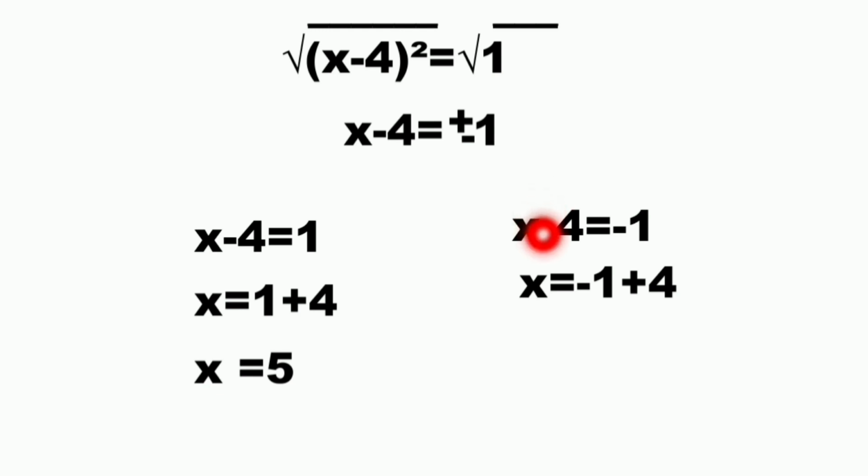The other is x equals negative 1 plus 4. This negative 4, when transposed to the right side of the equation, becomes positive. So x equals negative 1 plus 4, which equals 3. The first value of x, or x sub 1, is 5, and the second value of x, or x sub 2, is 3. Notice here that we have an odd number 5 and an odd number 3.